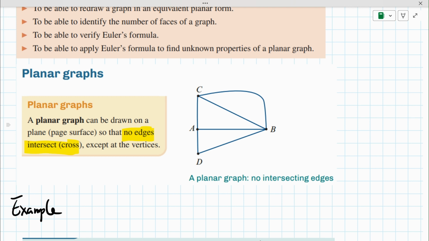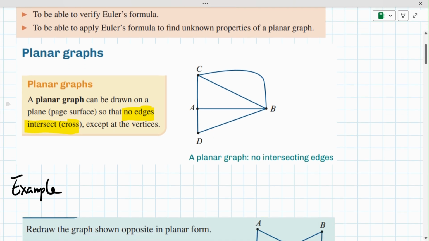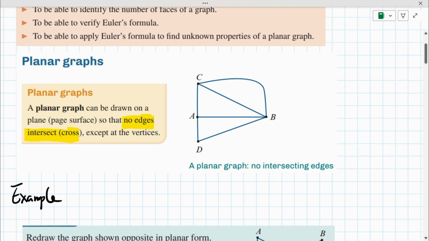So if we had a graph with A, B, C, D drawn like that, that is a planar graph. But if we had four points with edges crossing, see that? The crossing means it is not a planar graph. Hopefully that makes sense.